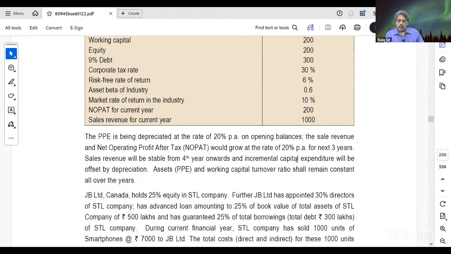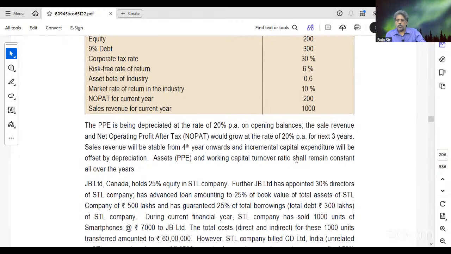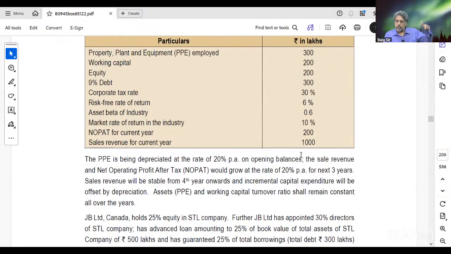There are two ways of understanding this. What is working capital turnover ratio and property, plant, equipment turnover ratio? Generally, we divide sales by asset or sales by working capital. Tell me, Chirag, right now what is sales for the current year? 1000 lakh given. And what is property, plant, equipment? 300 lakh. To find the fixed asset turnover ratio, it should be 1000 lakh sales divided by 300 lakh property plant equipment, around 3.33 times.